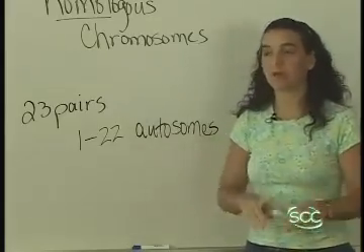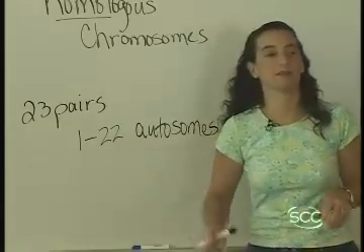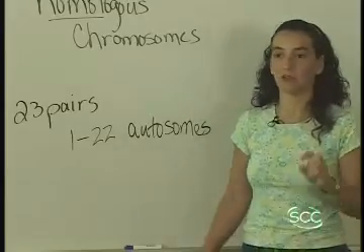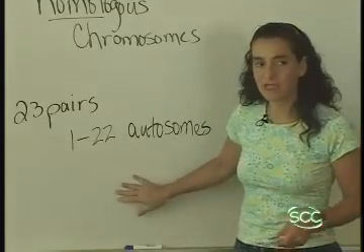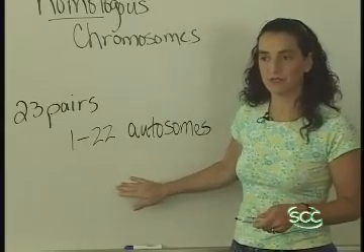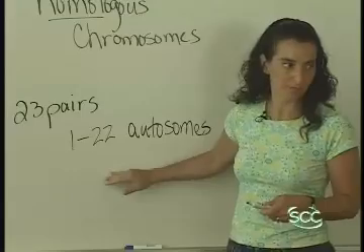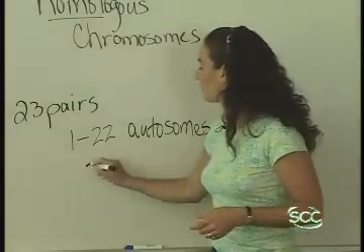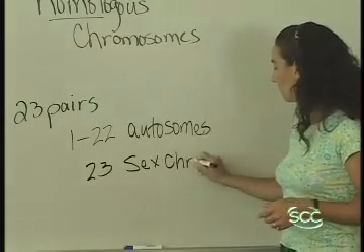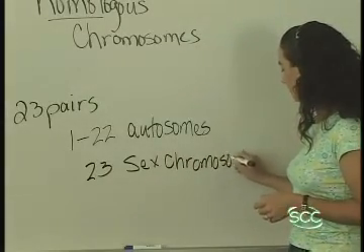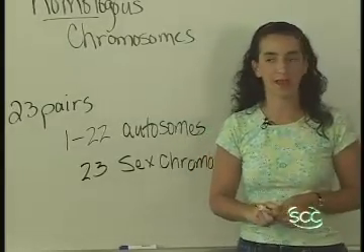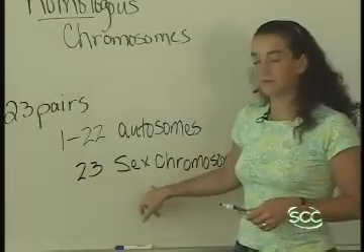They might have slight variations. One might say blonde hair, one might say red hair, one might say I can roll my tongue, the other one says I have detached earlobes. There are variations of these autosomes, but they're basically still giving us the same information for the human being. Chromosome number 23, however, is known as our sex chromosomes. Chromosome number 23 has homologous pairs of sex chromosomes.